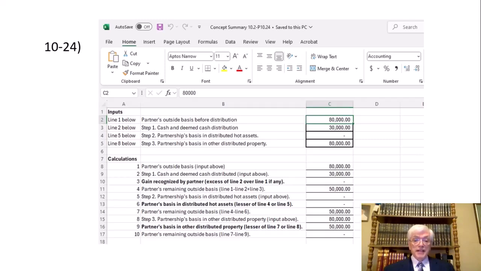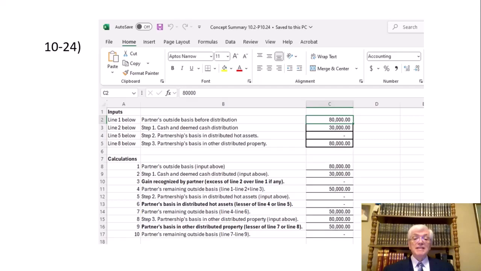So calculations, the outside basis, we had $80,000. Cash distributed was $30,000. So no gain is going to be recognized by the partner because of the distribution of cash. There was plenty of basis left over, specifically $50,000 left over of basis after the cash distribution. Partnership's basis in the hot assets was 0. The partner's basis in those assets also 0. No reason to change that because the partner's remaining outside basis is still $50,000.